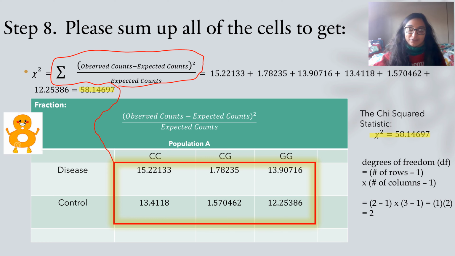So how do we find the degrees of freedom? The key formula, the DF, is associated with this chi-squared statistic. We look at the number of rows, and here we have 2 rows.